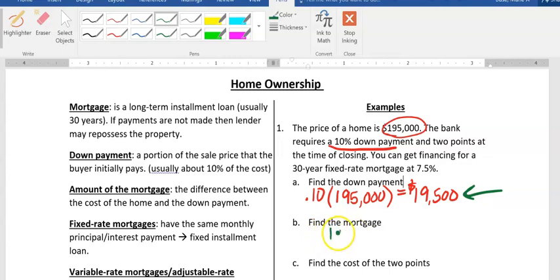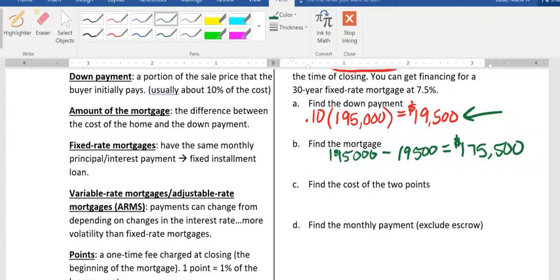So to find your mortgage, you would take the $195,000 and subtract $19,500. We're going to subtract that down payment off because that's money we already gave them. So when you do that subtraction, you end up getting $175,500. There we go. So that's the amount of money that you would be borrowing from the bank.